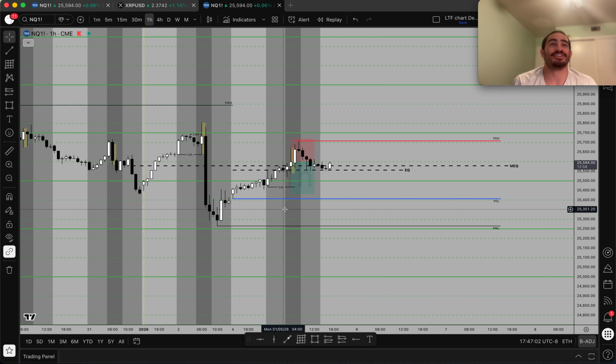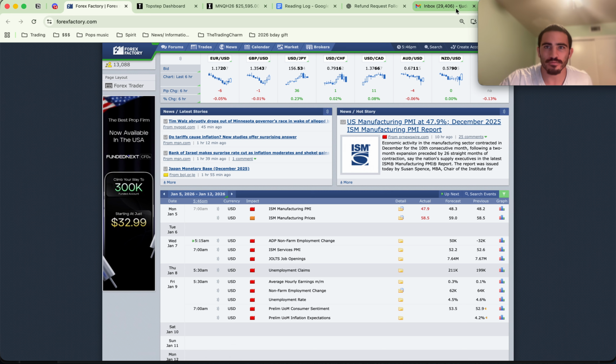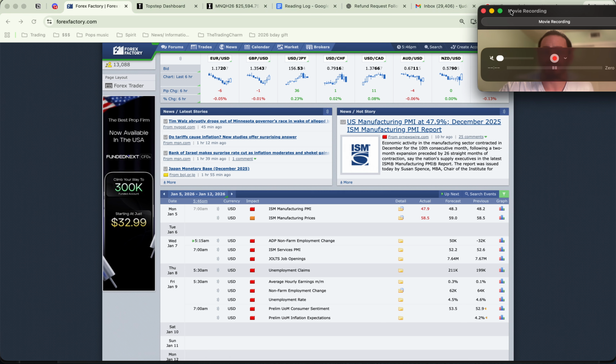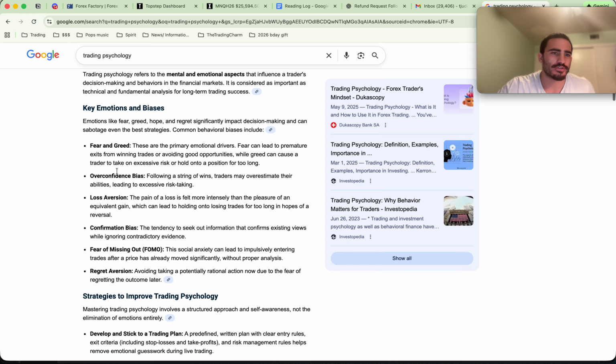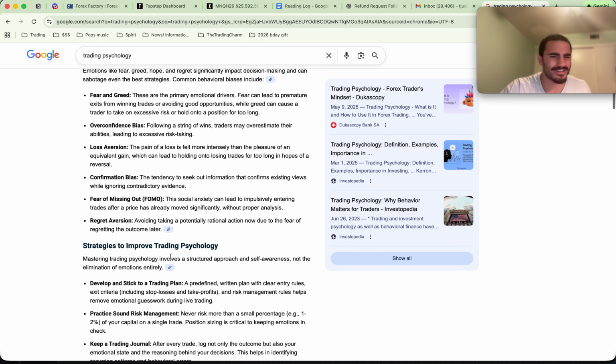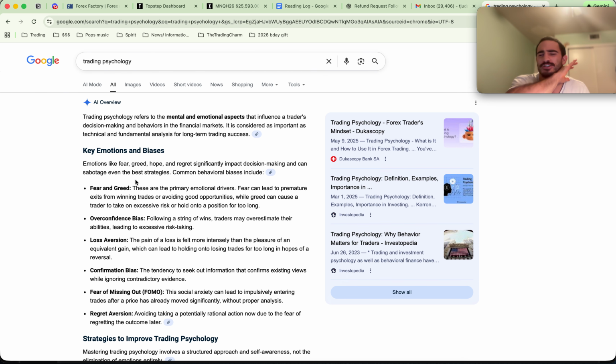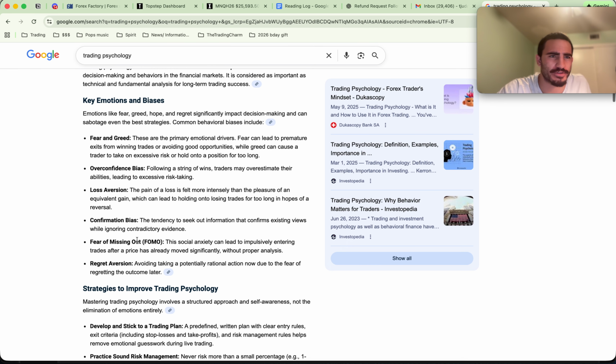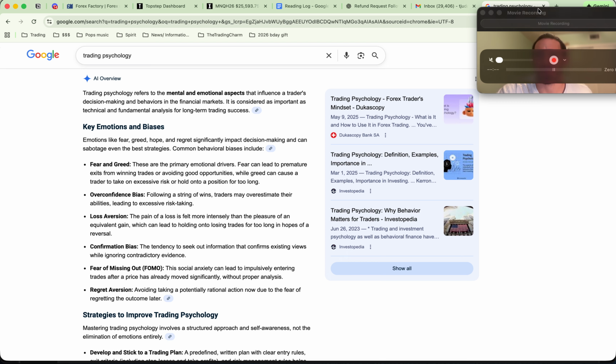I also wanted to give you guys a gem at the end. My gem for today was really focused on trading psychology. So it was pulled up there too. Overconfidence, loss aversion, the pain of a loss, confirmation bias, fear of missing out, regret aversion, fear and greed, all these different ones. These are actually beautiful. Asking Google AI here.